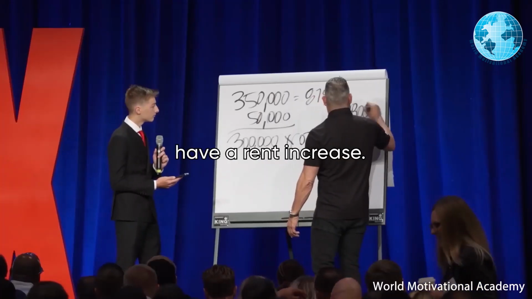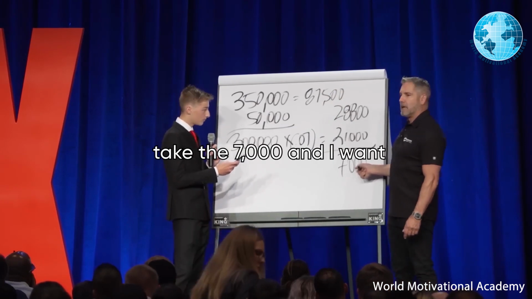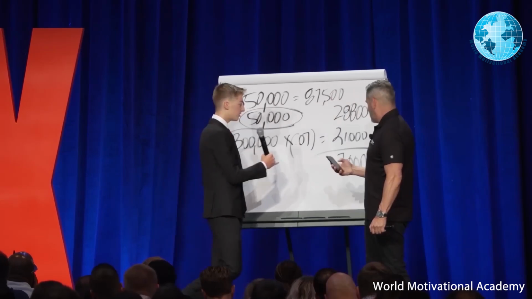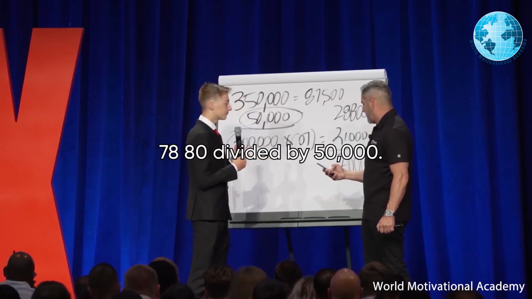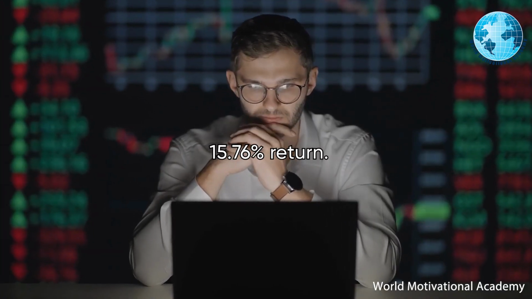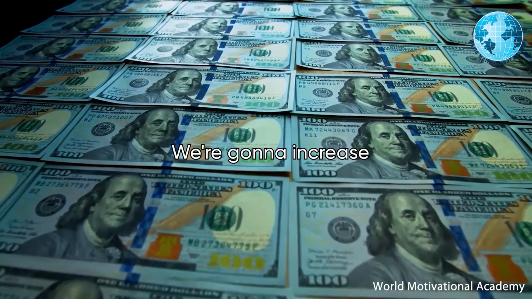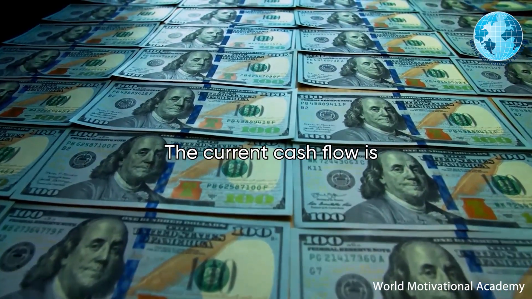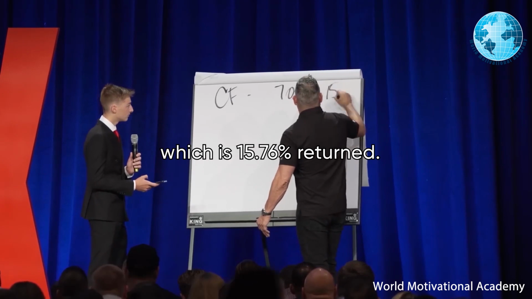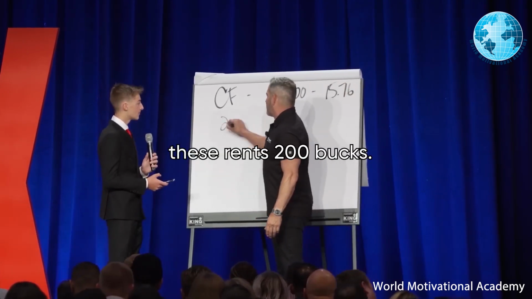What was my NOI again? $28,800, and I don't have a rent increase yet. Okay, now I want you to take the 7,800 and divide by the money that your dad put down. 7,880 divided by 50,000. 15.76% return. I told you I'd get to a 14. We're going to increase the cash flow. The current cash flow is about $7,800 a year, which is a 15.76% return.